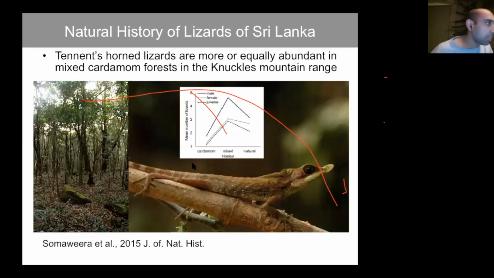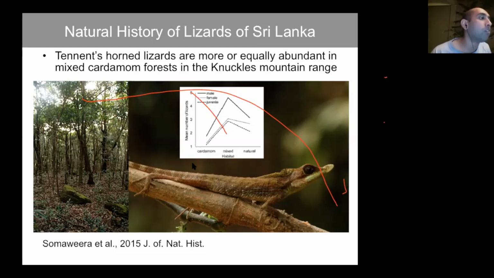Right. And then one of the biggest questions about all animals is how they survive in altered habitats. So this question was tested by looking at, again, the Tennant's horned lizard, or Ceratophora tennentii, in the Knuckles Mountain range. This was done by, again, my good friend Ruchira. What they did was they examined the presence of these lizards in different habitats: the cardamom plantations, mixed habitats, like where we have cardamom plantations inside forests, and then of course completely natural habitats.